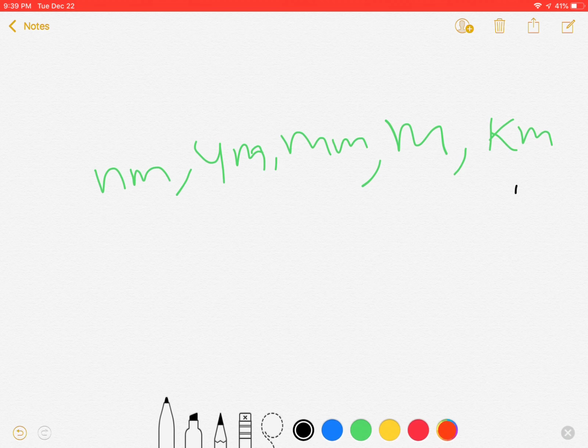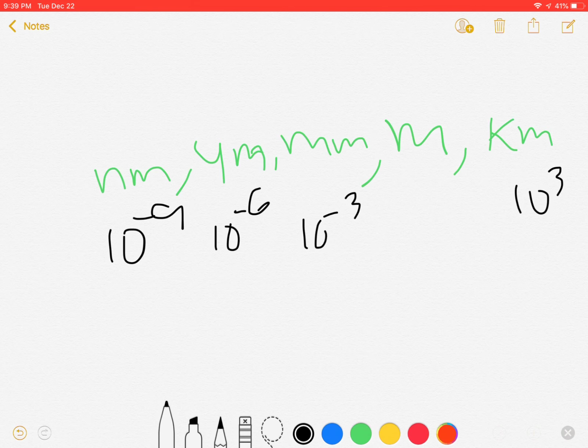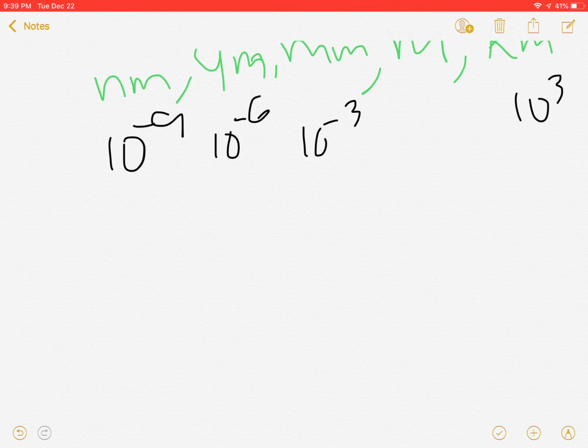So the kilometer, like I mentioned earlier, is 10 to the 3 of a meter. The millimeter is 10 to the negative 3 of a meter. The micrometer is 10 to the negative 6 of a meter. And the nanometer is 10 to the negative 9 of a meter.